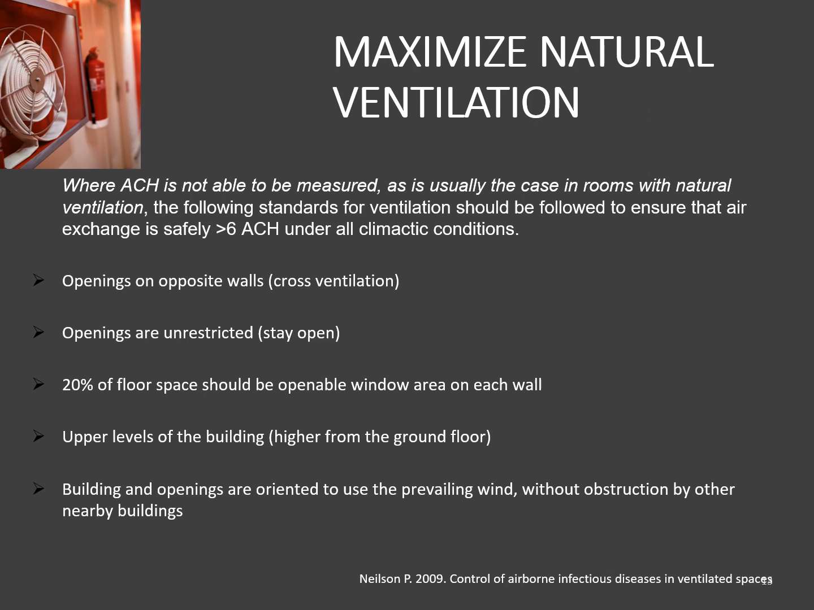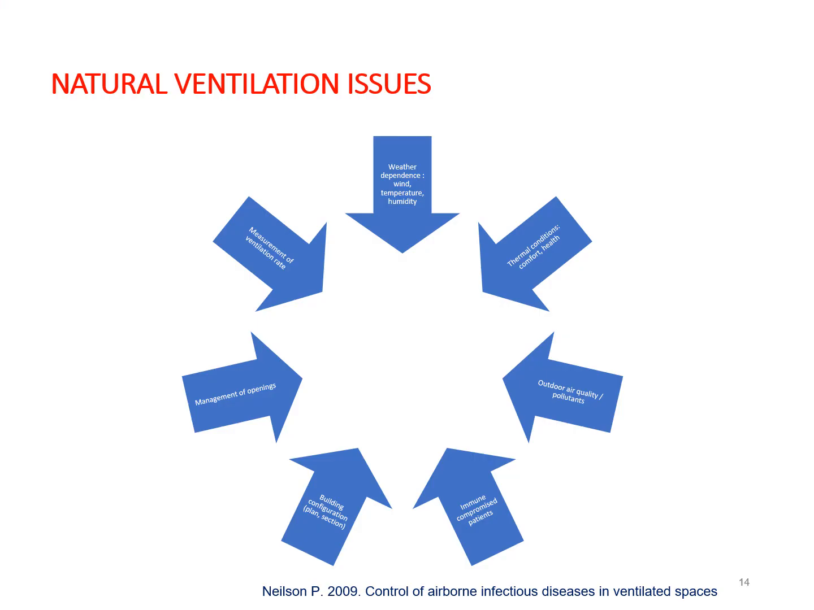Have unrestricted openings. 20% of floor space should be openable window area on each wall. That is, the openable window area should be about 20% or more of floor space. The upper layer of the building should be higher. So natural ventilation issues are thermal conditions, weather dependence, measurement issues, management of openings, building structures, and others. How can we deal with it?